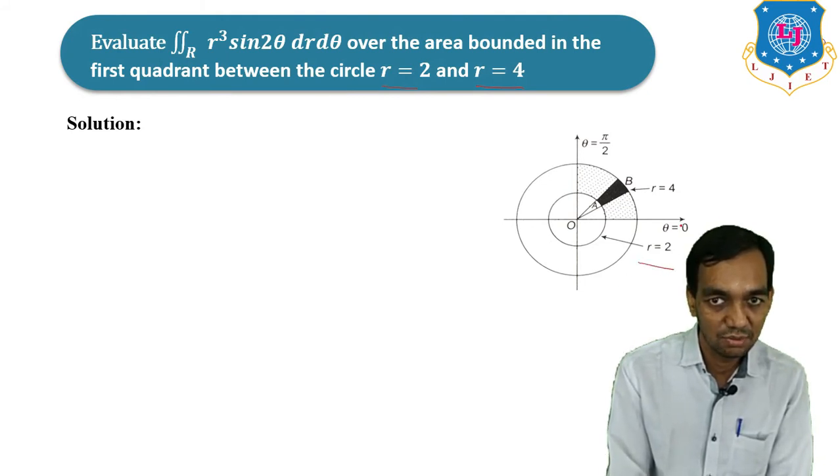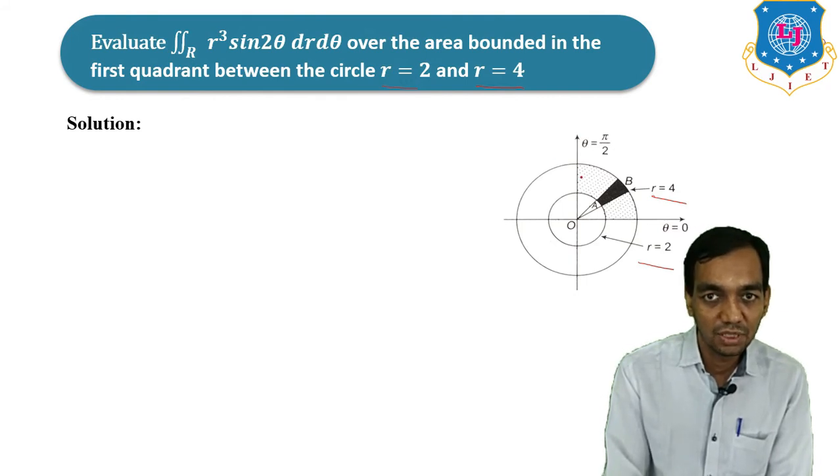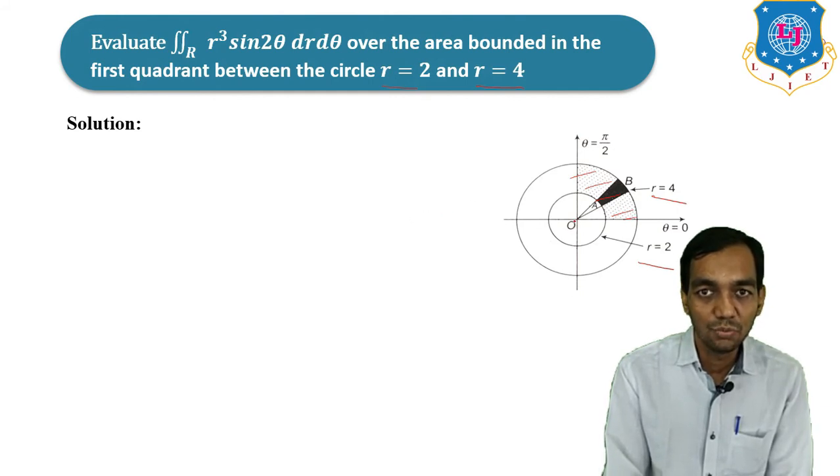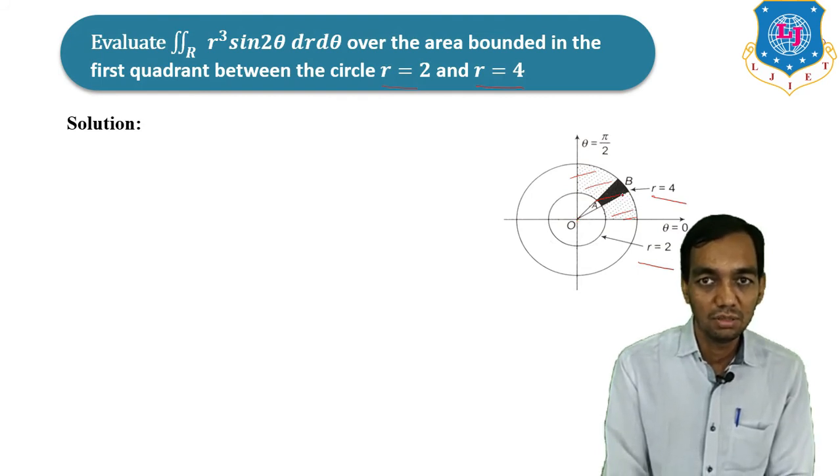First one is R is equal to 2, and the other is R is equal to 4. So these are the two circles which we have drawn. Secondly, the area in the first quadrant is given. So this is the area of integration in the first quadrant. Now, if you draw the strip from the origin, that means the pole 0, 0, to the outer curve, then you have the strip OAB. Now your region starts at point A and ends at point B.